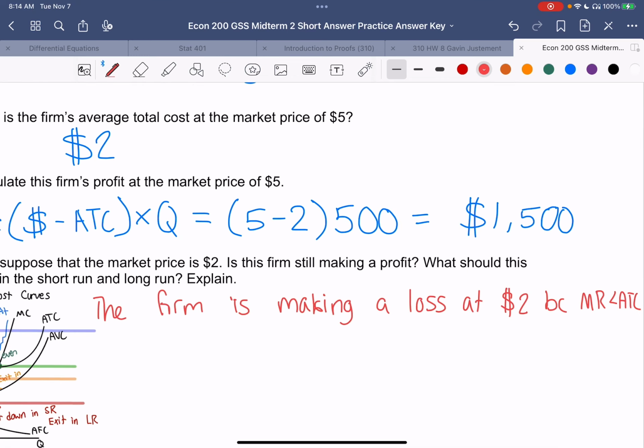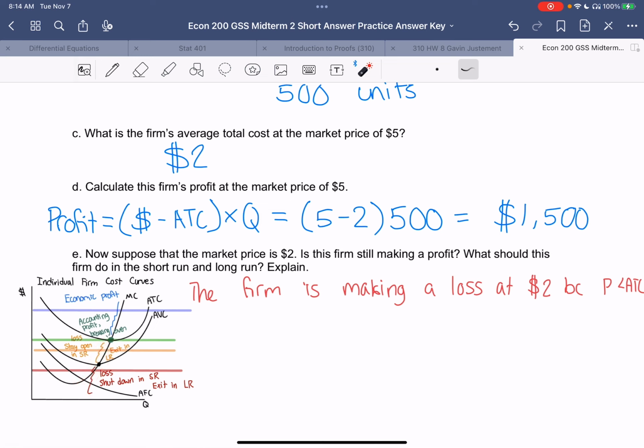Well, price is equal to marginal revenue, so that does work, but usually we refer to it as price in this scenario. Okay, so because the price is less than the average total cost, because we're in this price zone here, we're at a loss. But now we're trying to figure out, should this firm stay in the market in the short run, or should they shut down in the short run?